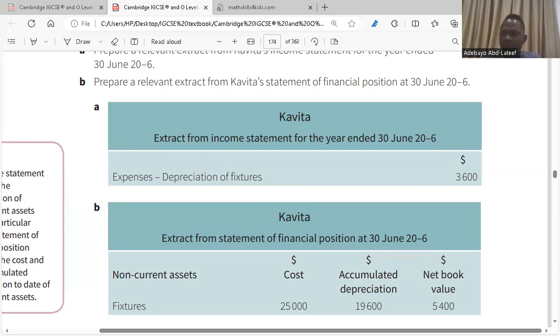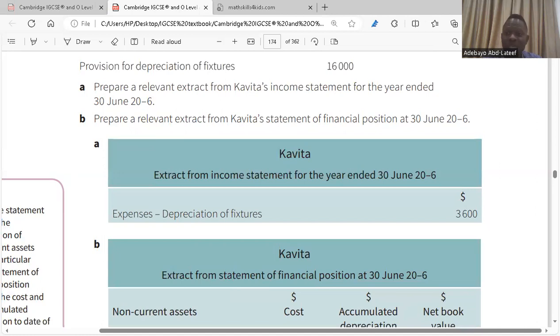Wait, I think it's 25,000 minus 3,600 divided by 40. That will give you the 5,400. No, the difference between accumulated depreciation and cost is 5,400. It's 19,600. When you do it together, 3,600 is your depreciation of assets, yes or no? Oh, if you had 19,600, yes, you have the provision for depreciation.